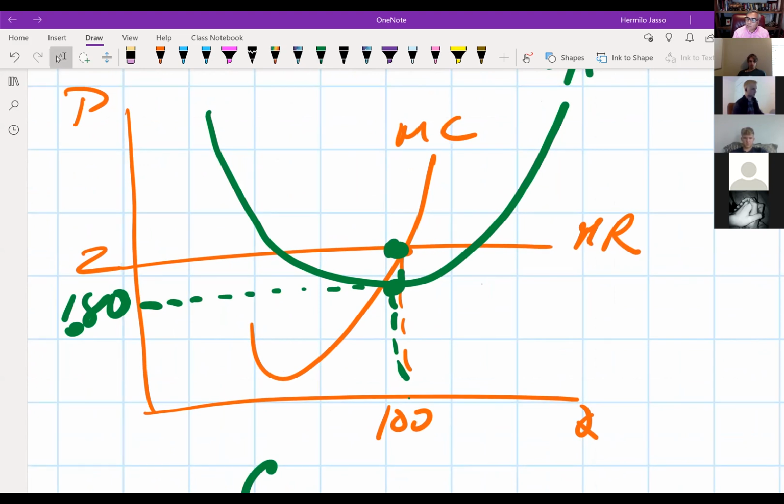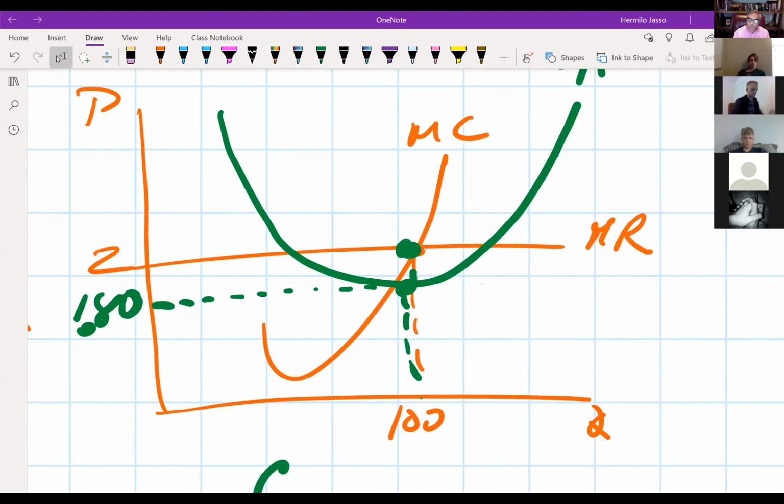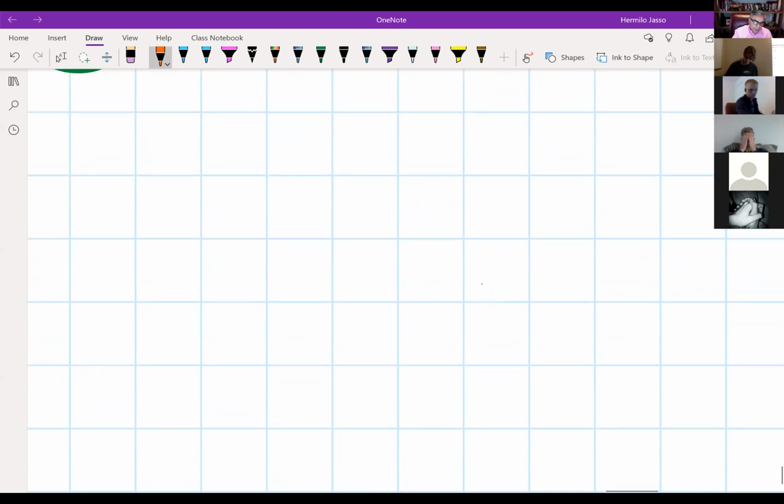For how much are you selling the units? I'm asking. Remember, the price was determined by the industry: $2. So you're selling the units for $2. It costs you $1.80 to make it. So you are making 20 cents per unit. So it's 20 cents times 100. So all this distance right here is the actual profit this company is making. Okay, so let's go again. Let's be sure you understand the situation, okay?